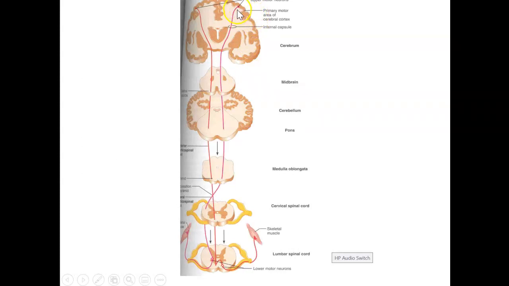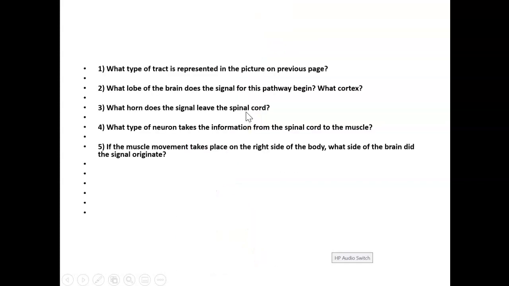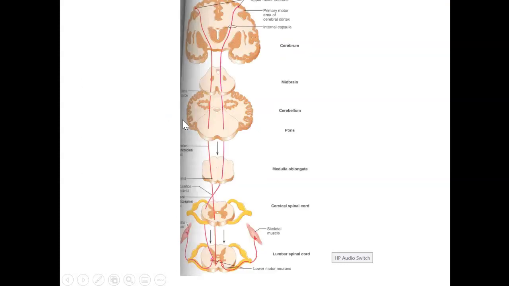So every voluntary movement you make starts at that frontal lobe, in the back of the frontal lobe in the motor cortex. So not the prefrontal cortex, but the motor cortex in the back of the frontal lobe is where this originates from. And then it's going to head down. Again, this is voluntary movement. Then it's going to head down. And it's asked you then, what horn does the signal leave the spinal cord?